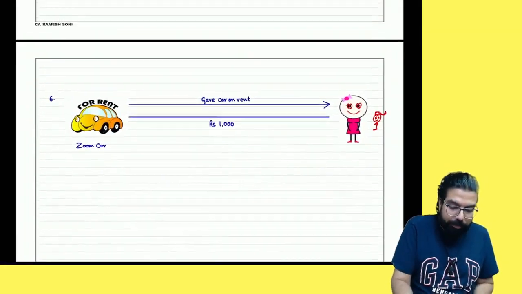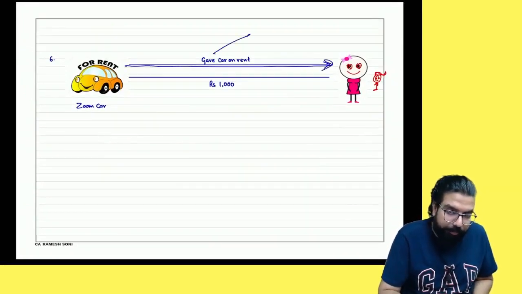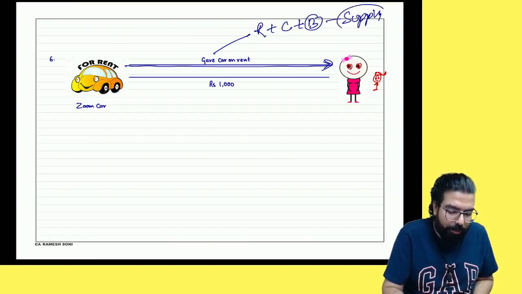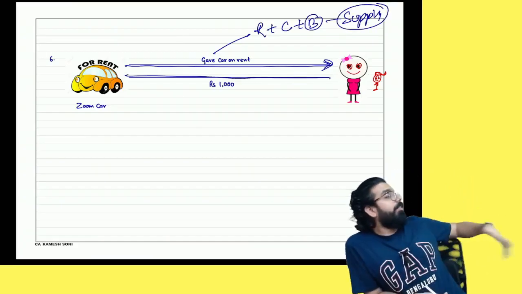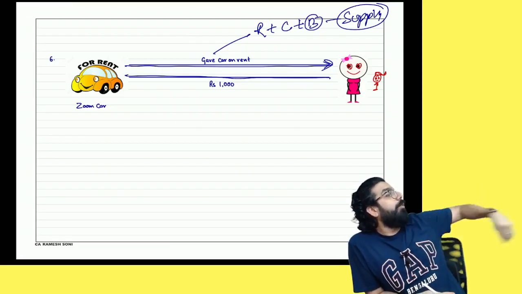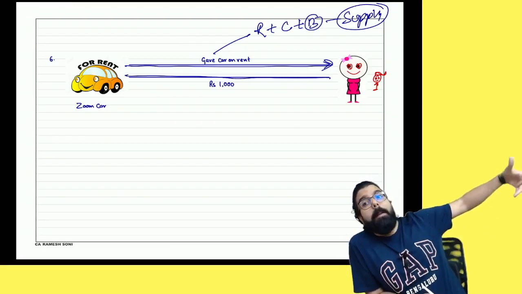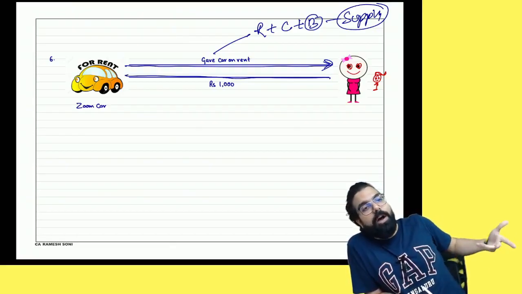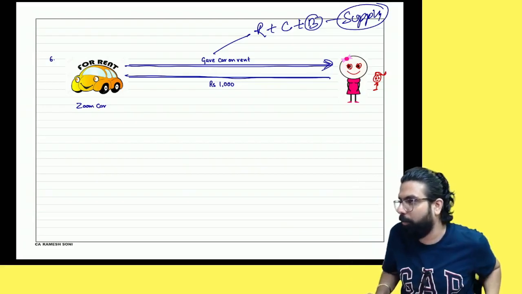Then, Zoom car gave a car on rent. Is it supply? Rental for a consideration in the course of business is supply. Can I go ahead, everyone? Tell me one thing. Susma gave in return 1,000 rupees. Susma, when you gave 1,000, is it supply, not supply? Why not supply? Money is neither goods nor service. Can I go ahead, everyone?